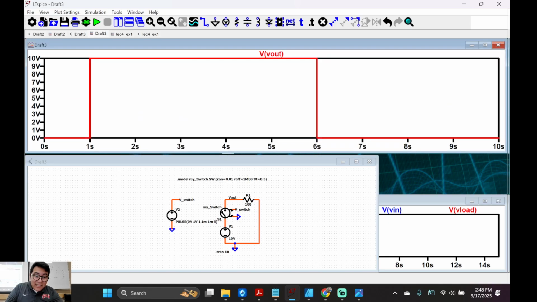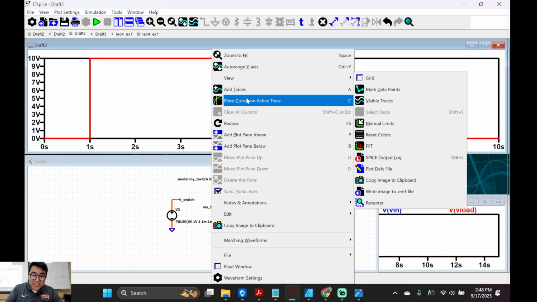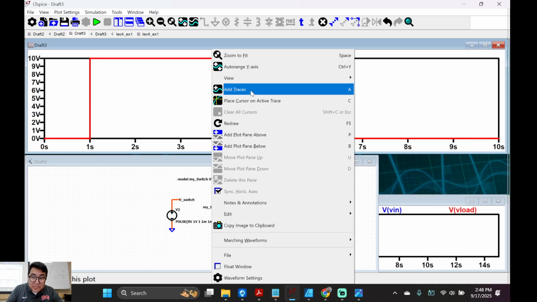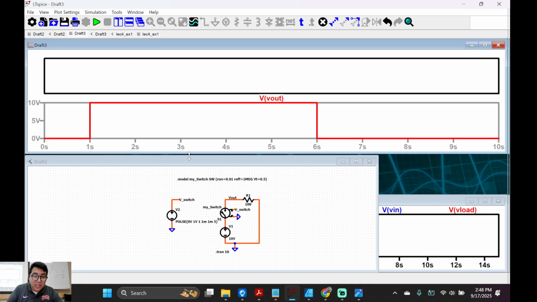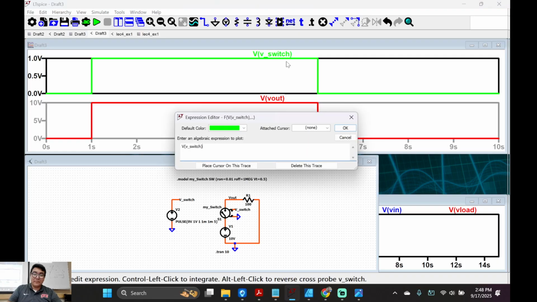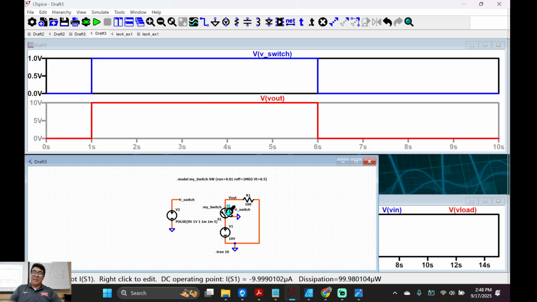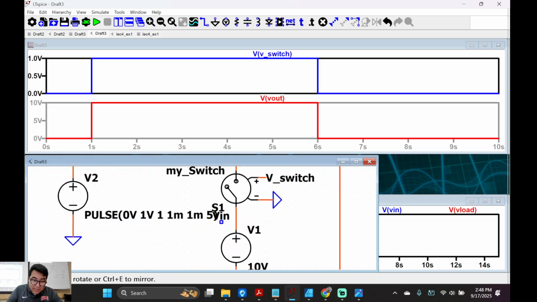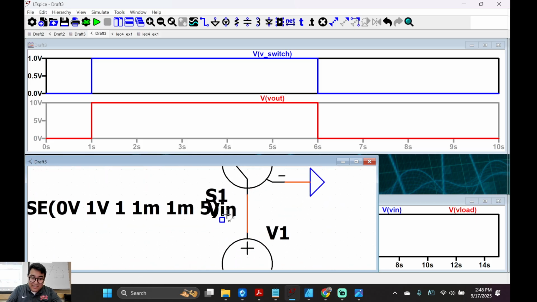Drag this little guy. Let me add another plot plane. Add traces. Add plot plane above. Here's my switch, right? We turned on this switch, right? So that means this should close, right? Here's our VN. I didn't even label VN. Let me just zoom in. You like that?